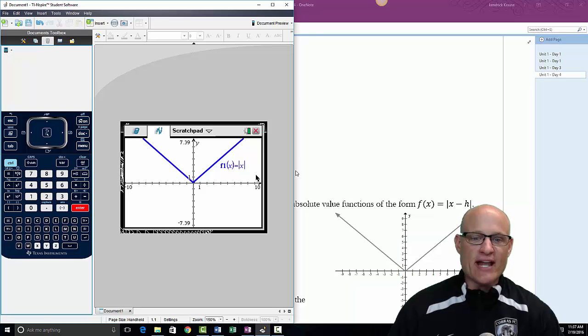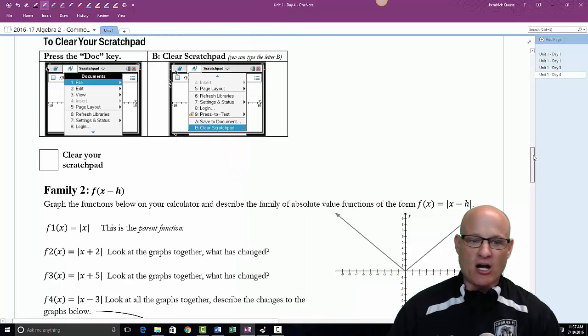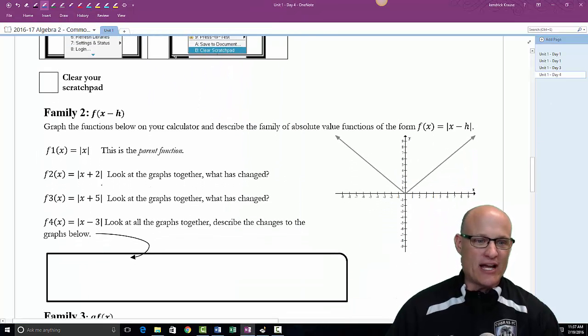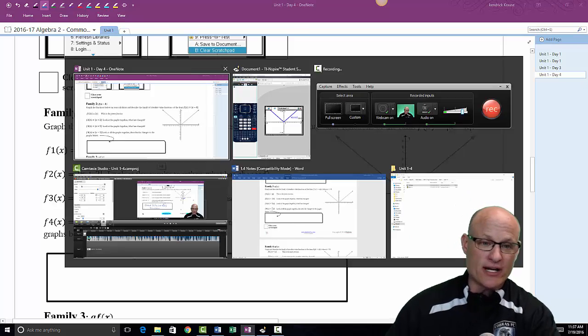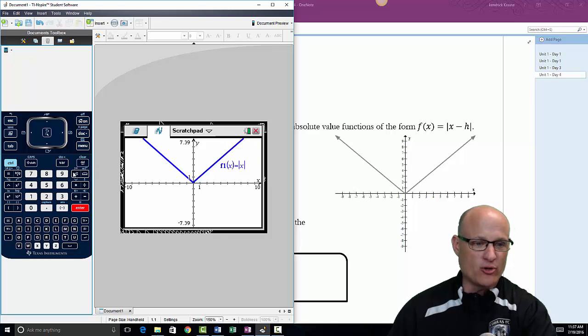Okay, so now if you notice what we're going to do, instead of adding the 2 on the outside or adding the 5 on the outside or subtracting the 3, we're going to do it on the inside now. It makes a large difference, and you have to start to recognize this. We're going to see this pattern over and over again.